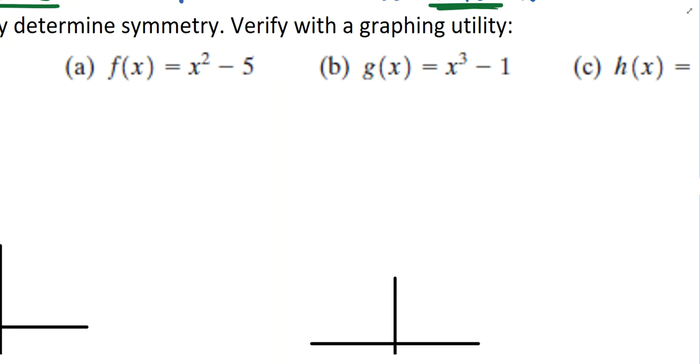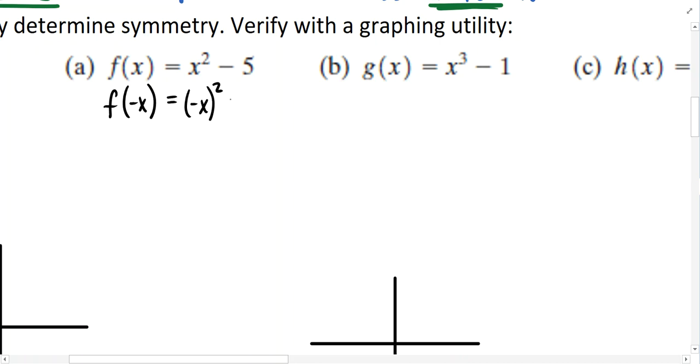So the test for symmetry is pretty straightforward. As with the definitions above, the test was to determine what happens when we evaluate the function at the opposite of x. So what I would like to do is take this original function and evaluate it at negative x instead of just x, and then simplify. So f evaluated at negative x in this case is negative x squared minus 5.